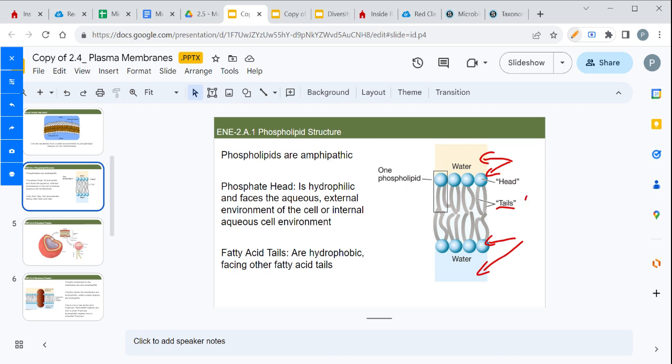While the tails are non-polar, so they are trying to stay away from the water. And what this does is that it makes a definitive barrier, and that's the big thing about this. Here's the outside of the cell, and here is the inside of the cell. It's almost like your skin. You have a definitive way of being inside and outside.